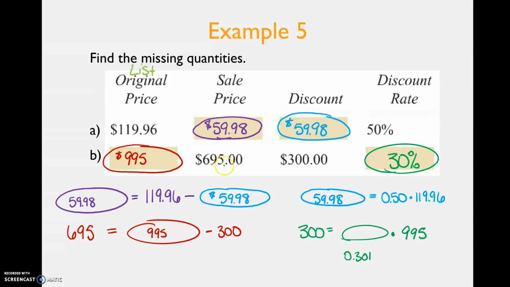On the second line, your sale price, $695, equals your original price, which we don't know, minus the discount, $300. So we're able to figure out that that's $995. And then the discount rate that we didn't know, discount equals discount rate times the original list price, which we figured out in that first step. We were able to figure out that's 0.301, so about 30%.